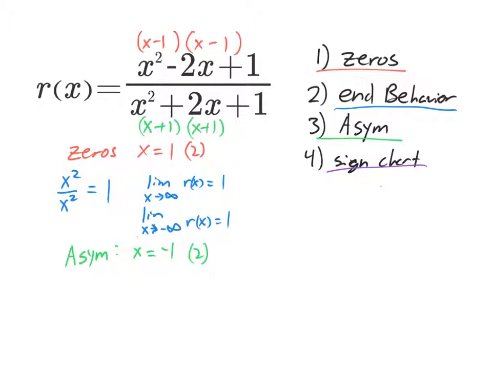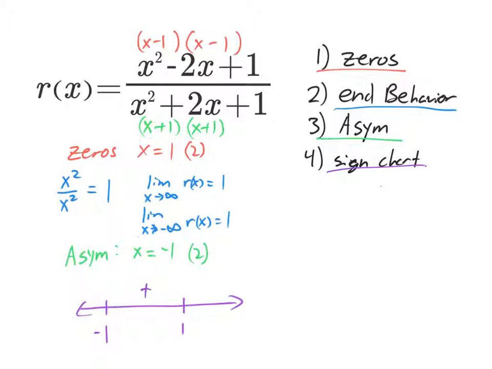So sign chart. What I'm going to do is take my zeros and my asymptotes and plot them on my sign chart. And then we're going to check different places. So if I check 0 here, 0 minus 0 plus 1, we already knew that was 1, so that's positive. So it's going to be positive right here.